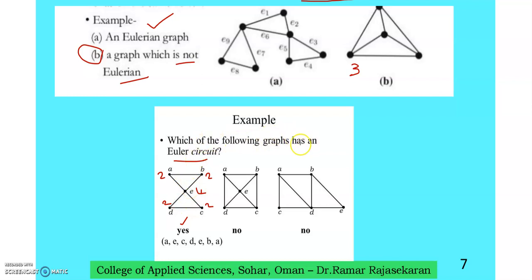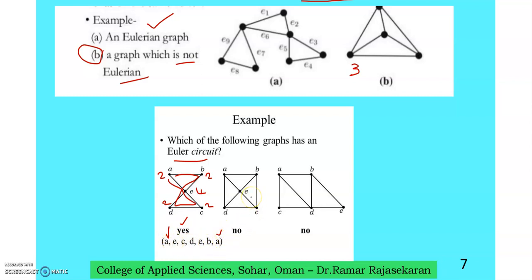So which of the following graphs has an Euler circuit? This has an Euler circuit. The circuit or cycle is written here: A, E, for example, A, E, C, D, then again E, then B, then A. This is an Eulerian circuit. Now you see starting point A, again we are reaching it at the end. So this is an Eulerian circuit.